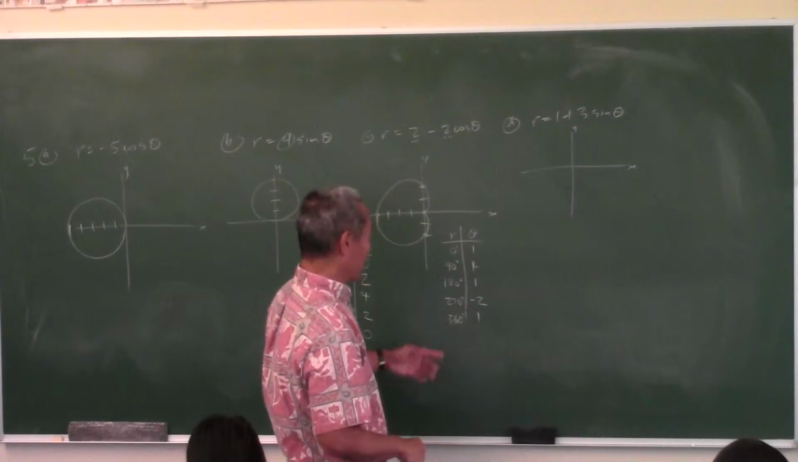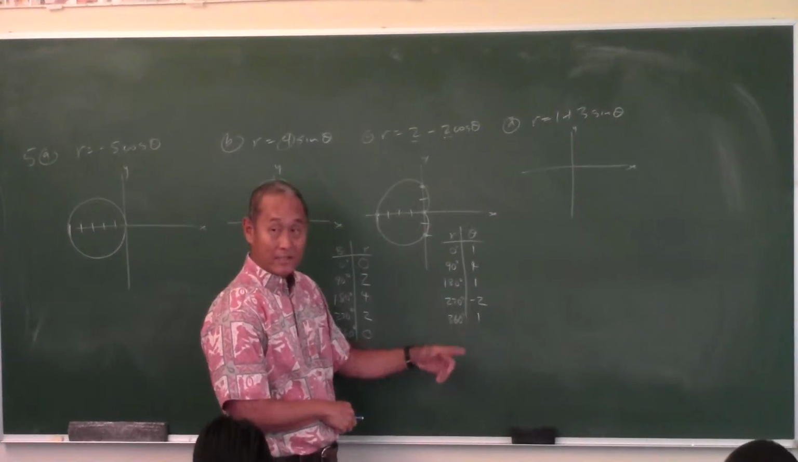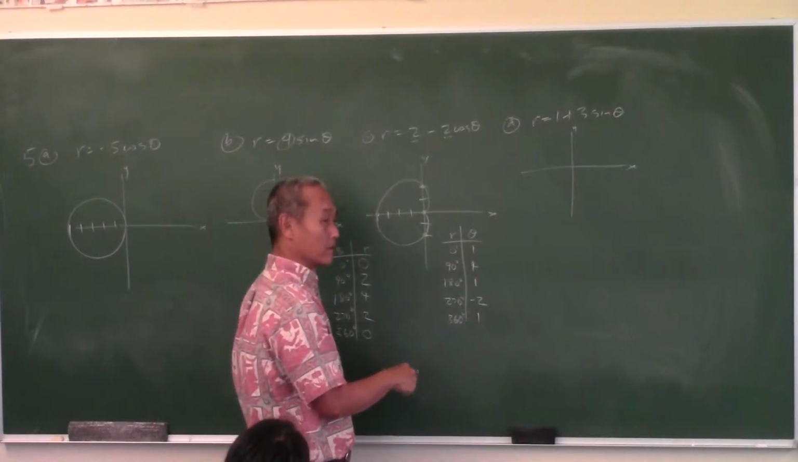Okay, now plot these points. You know why some of you are going to have trouble? Because over here, R is negative. You got to go the opposite direction now.